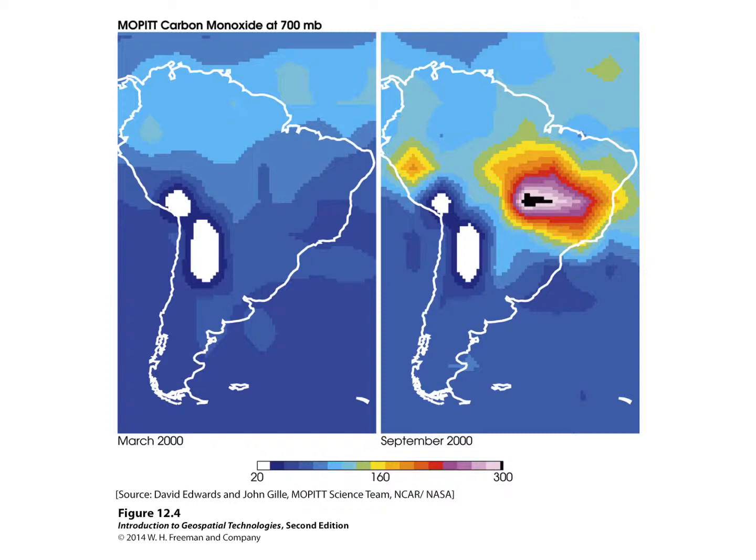MOPITT, again, more environmental stuff. This looks at carbon monoxide concentrations, and you can see how they change from March to September and what would happen differently during that time period. March would be spring in the northern hemisphere, but that would be fall in the southern hemisphere, and the spring in the southern hemisphere would be more towards the September side of things. And so as you get more CO2 production in the sub-Saharan part of Africa, that should correspond to spring vegetation growth, perhaps. I don't know.